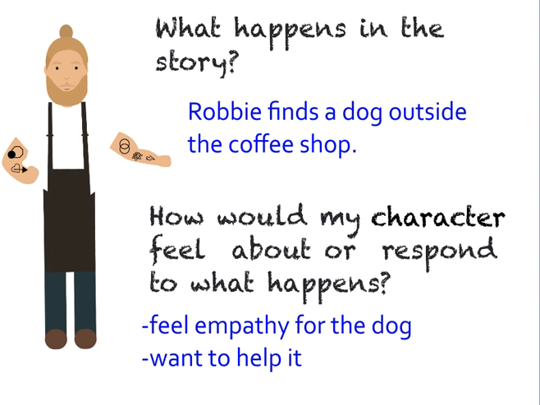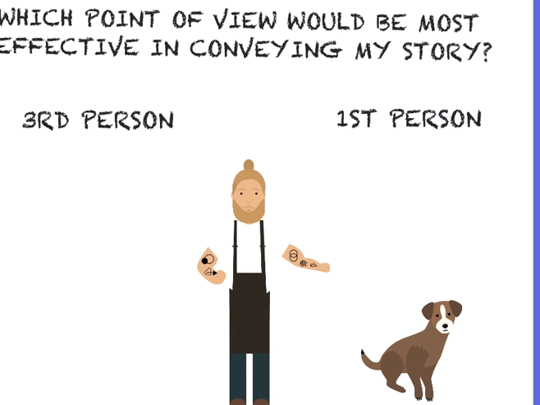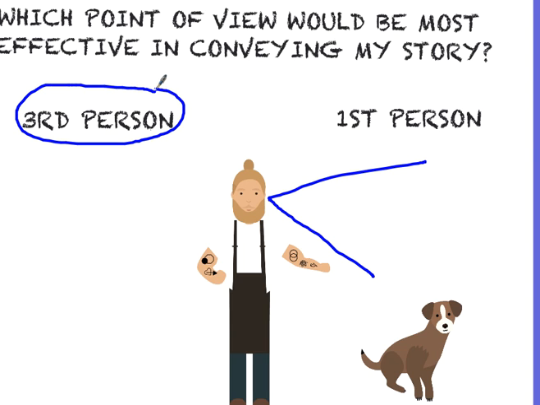Now I need to choose which point of view I actually want to write from. I can choose to write from first person point of view. If I'm writing from first person, I'm actually seeing the world through Robbie's eyes. I'm going to describe through Robbie's perspective what it was like to see the dog for the first time. If I'm writing in third person, it's like I'm an outside observer watching Robbie see this dog for the first time.